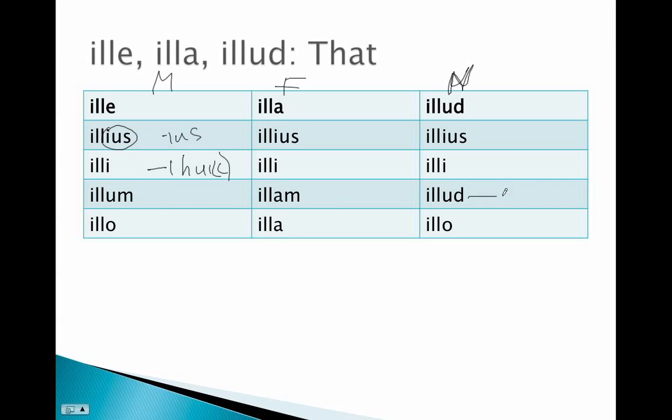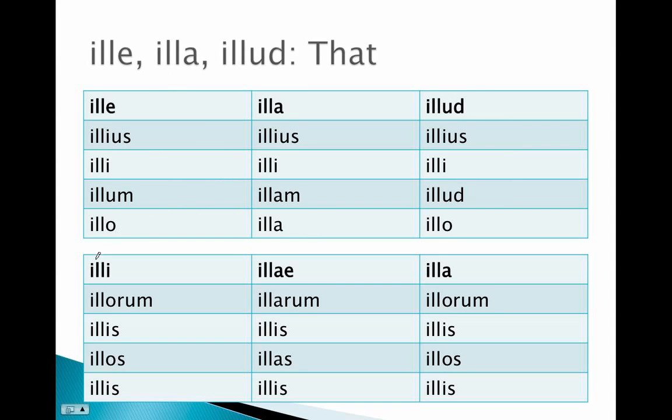Illum, illam, illud. All right, our neuter accusative is the same as the nominative, but the masculine and feminine, illum, illam, are your regular first and second declension adjective endings. And then illo, illa, illo, regular ablative. And the same goes with the plural. Illi, illae, illa, illorum, illarum, illorum, illis, illis, illis, illos, illas, illa, illis, illis, illis.